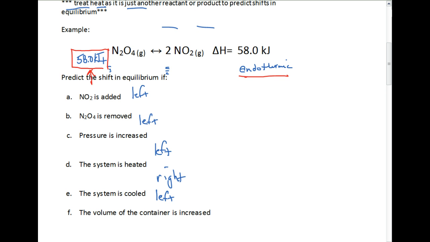Now remember, there's an inverse relationship between pressure and volume, meaning that when volume is increased, pressure is going to decrease. So if we decrease pressure, what's going to happen? It's going to shift to the side with a greater number of moles, and the greater number of moles was our product side. We're going to shift right. Okay, and that is the last of the three stresses that we're going to talk about for Le Chatelier's principle, and so there will be some practice problems that go along with this.